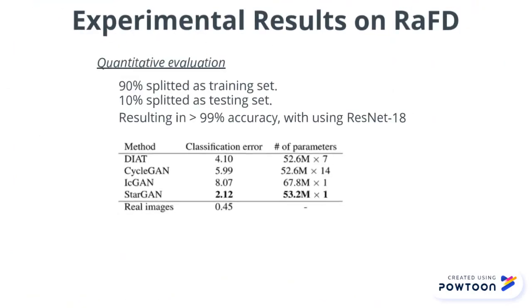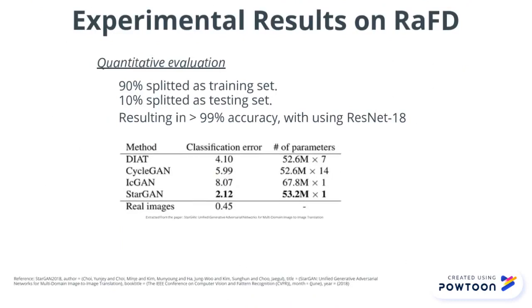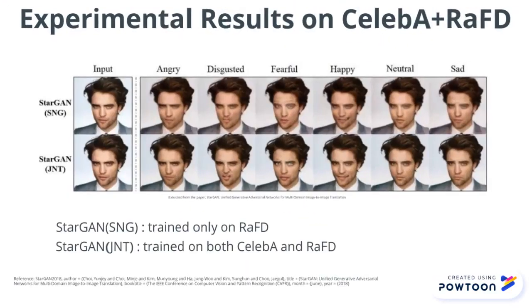90% of the data in the datasets was used in the training set and the remaining 10% was used in the test sets. Using the ResNet-18 convolutional neural network architecture, the StarGAN algorithm was able to produce over 99% accuracy. Here is an example of image translation using both the StarGAN and RaFD datasets. The upper row only uses the RaFD dataset and the lower row uses both datasets. The bottom row seems to perform better by using more datasets.